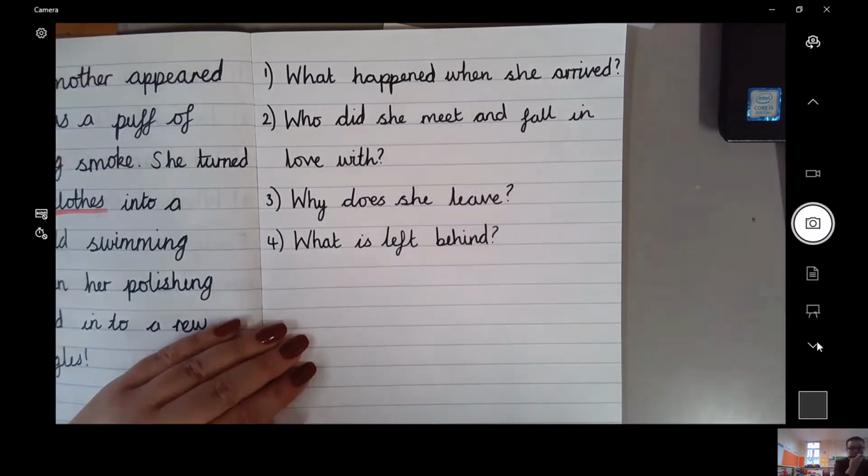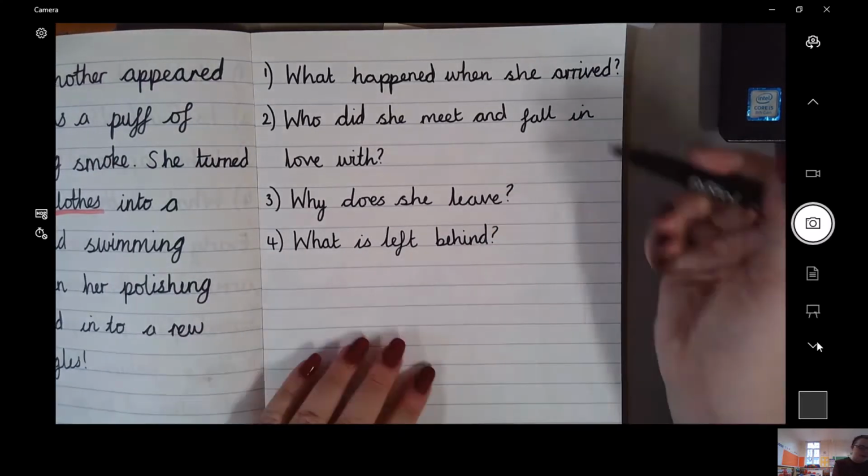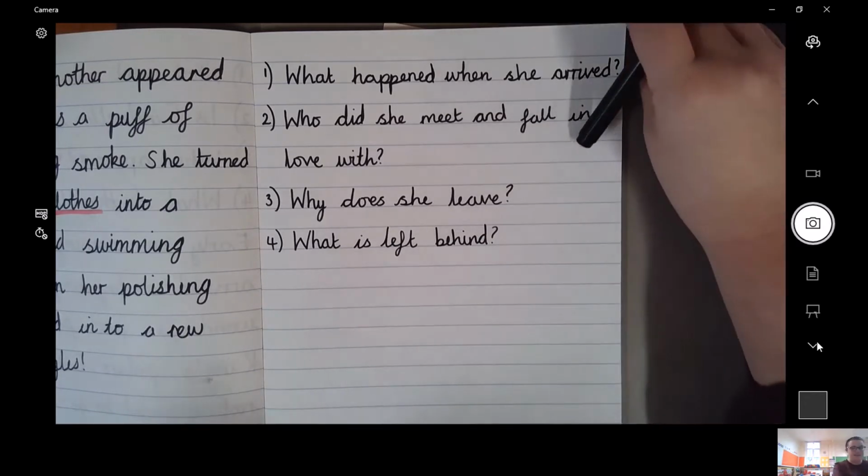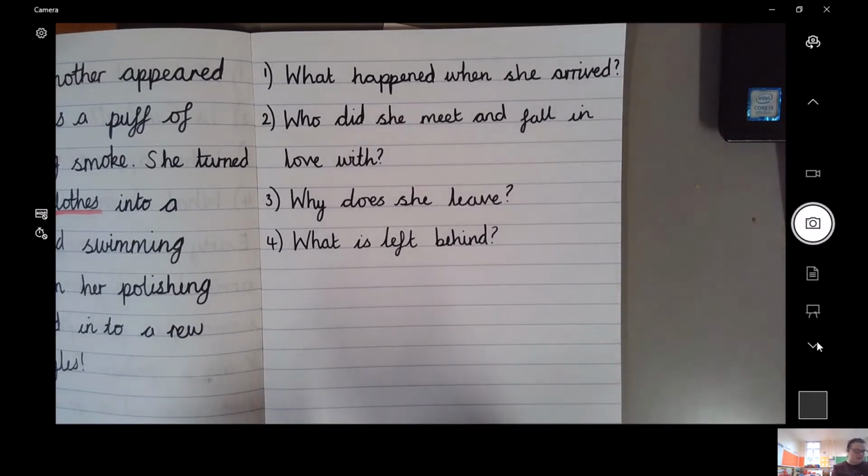So I've got my 4 points here that I'm going to check as I do my writing. And the first thing I need to think about is how I can include an adverb in my first sentence. So as always, I'm going to read my sentence out loud before I write it down to make sure that it makes sense. So I need to say what happens when she arrives, and I know that my character has gone to a pool party.